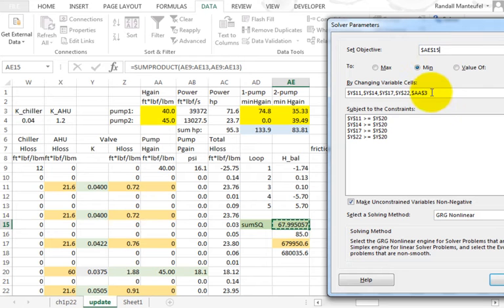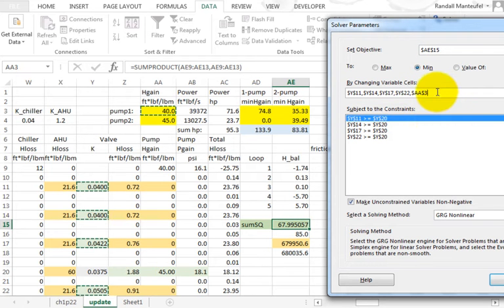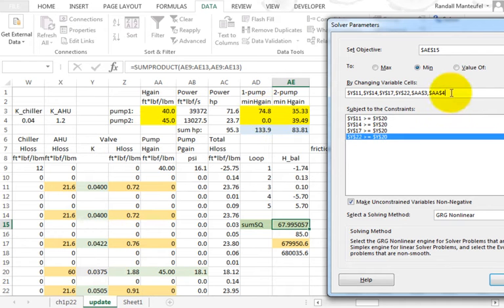I want to minimize it. And if you double click, this helps to line it up. I'm going to change pump 1. I'm going to change the K value in these valves. And what I need to do though, right here, this one right here, I need to also change that second pump. So it's 1, 2, 3, 4, 5, 6 things that are going to be changing to try and drive that sum of squares to 0.